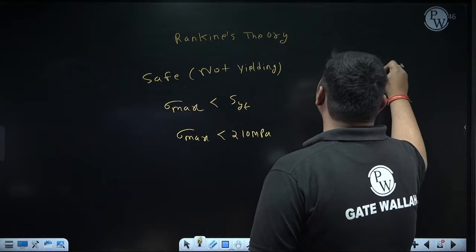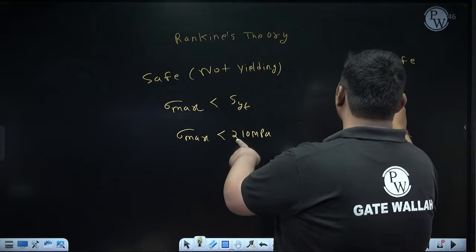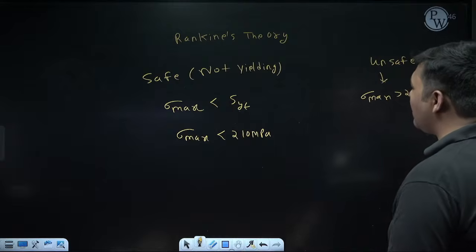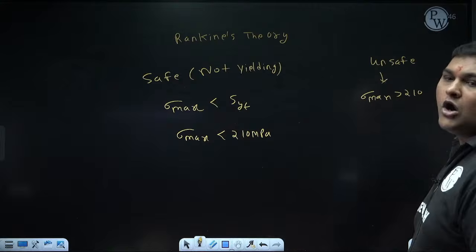Otherwise, it will be unsafe. Unsafe means yielding will start when sigma max does not satisfy this, meaning it is greater than 210. So as per Rankine's theory, we find the expression of sigma max and see whether it is less than 210 or more than 210.